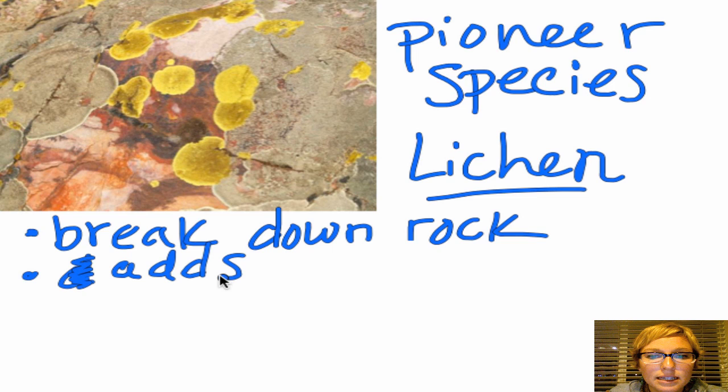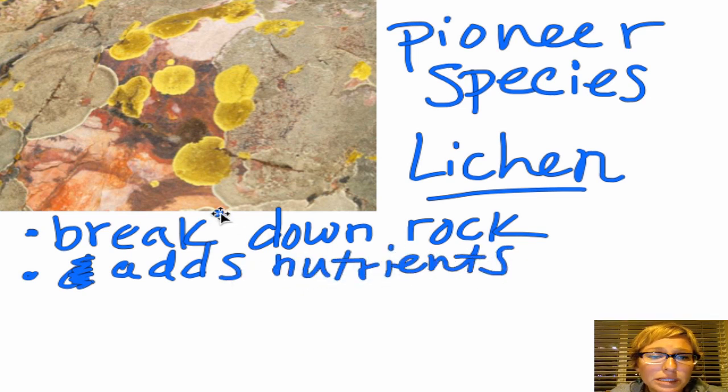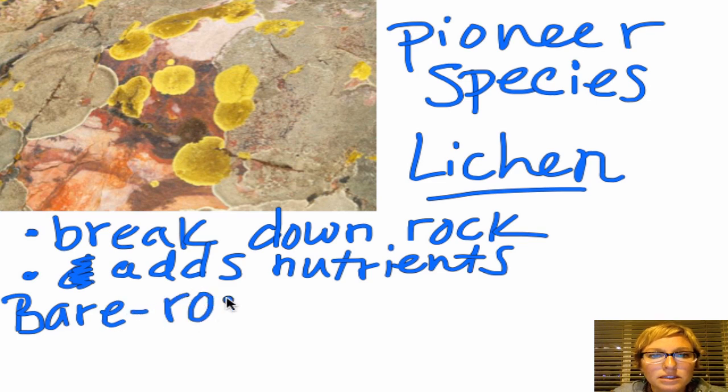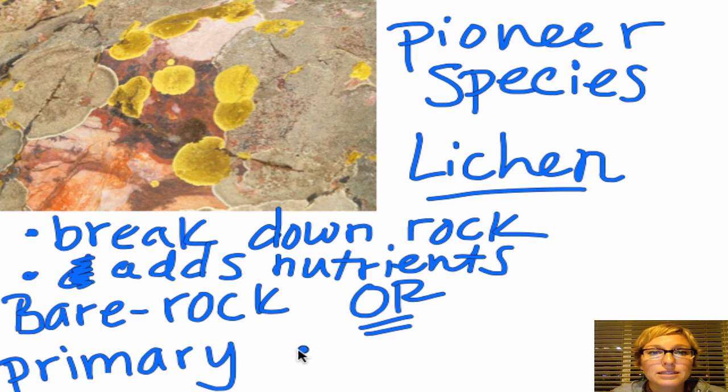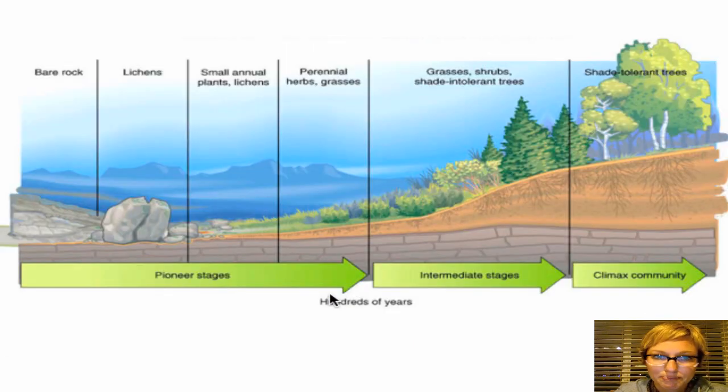It adds nutrients to an ecosystem that formerly didn't have any sort of biotic component. It was just rock. So this is sometimes called bare rock succession, or primary succession. And this is the succession to an ecosystem when you start with bare rocks, like a volcanic island, just like Hawaii. So let's look a little deeper at this.